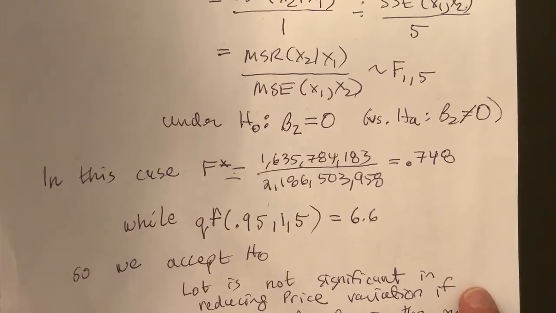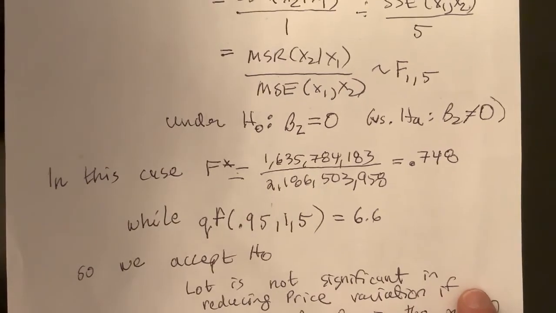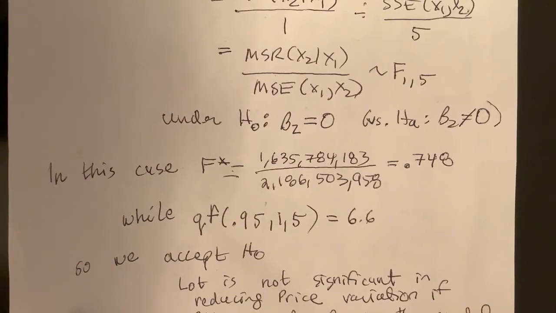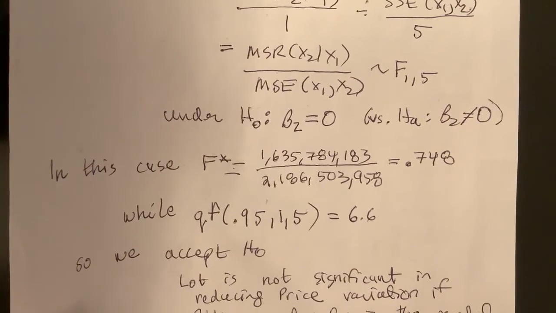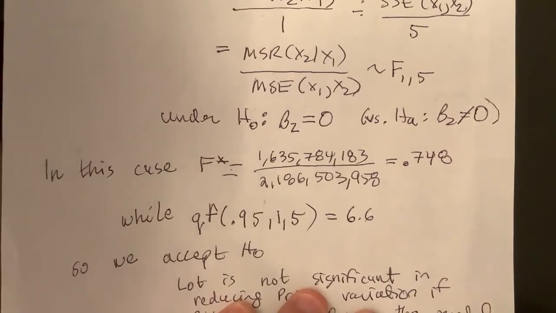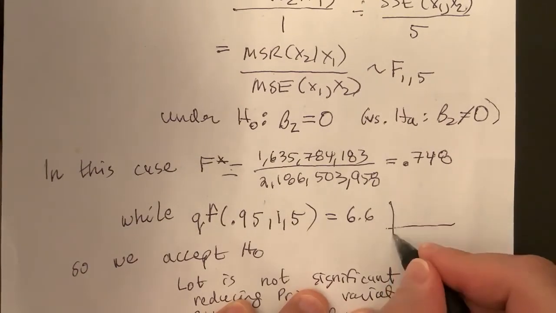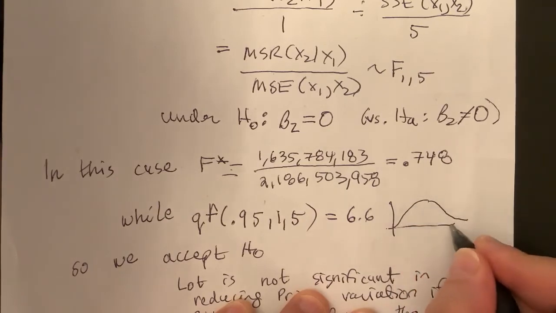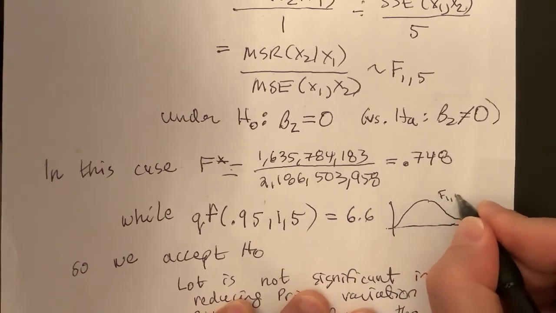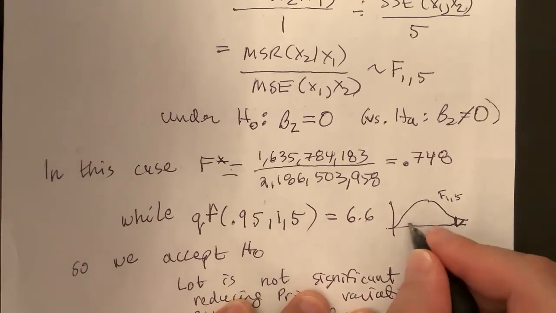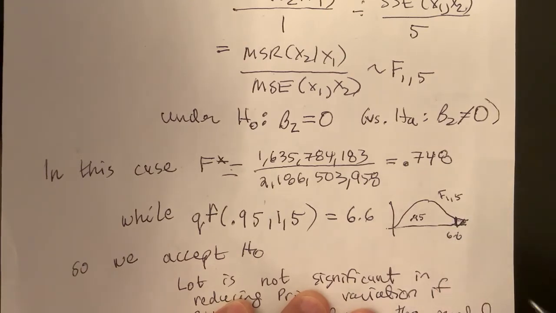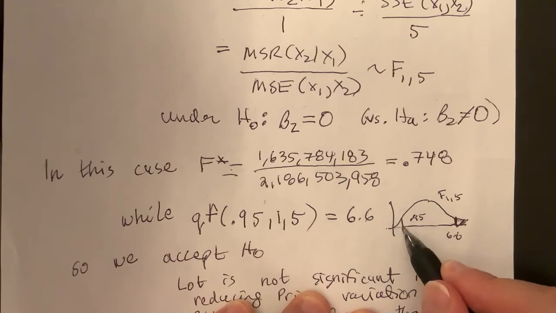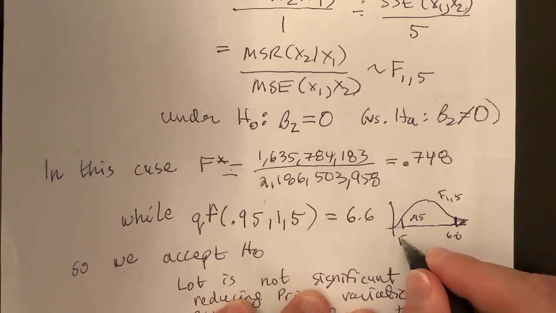Now, okay, so how does this do? Well, let's find the 95th quantile for the F(1,5) distribution, and if I do that, I get 6.6. In other words, if I look at an F PDF, say this is F(1,5), then this is 0.95, and this would be 6.6 right here. Okay, and our data, our F star is way over here, right? Here's F star, 0.748.